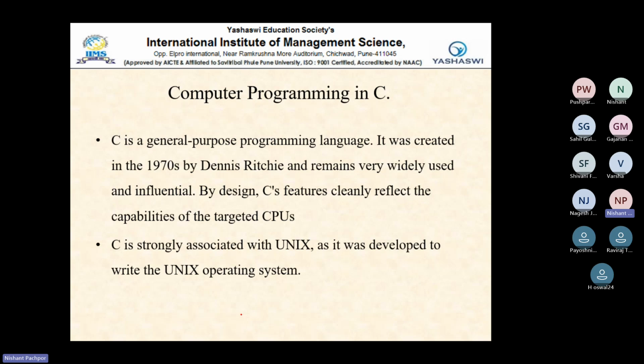Dennis Ritchie was the person who created and designed this language. Dennis Ritchie was very widely used and influential in the 1970s too. Right now also, C is sometimes called a low level programming language, but it is not low level and not high level, it is called a middle level programming language.